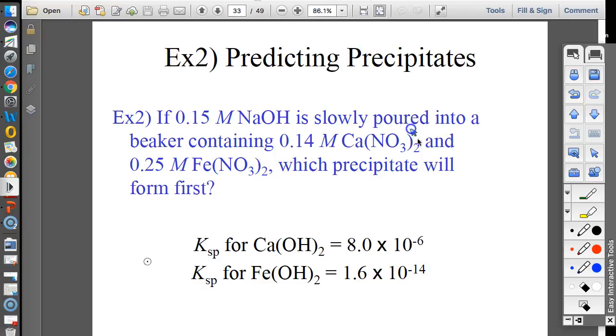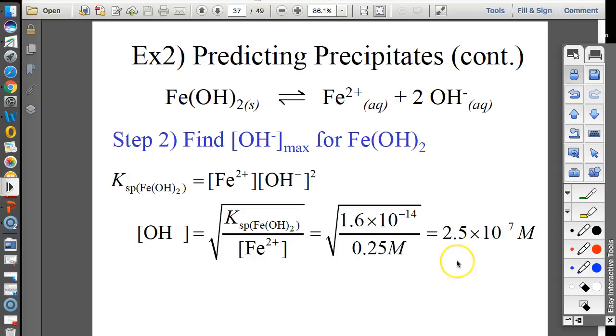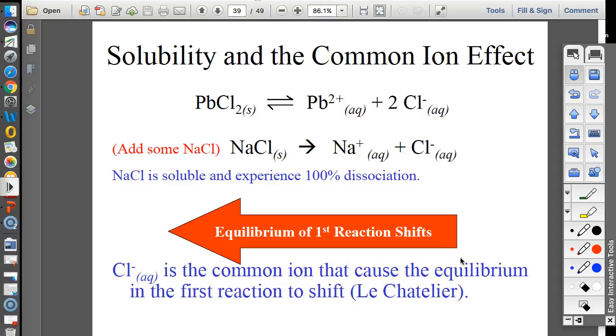The good news is, that's as bad as it gets. The bad news is, I ain't going to walk you through with your little handheld every time, right? I mean, I will, but they're working out all this stuff. There was the maximum for the saturation for the hydroxide. That's how they did it. And then they did the same thing for the iron, and that's the numbers we got. And so hydroxide will reach that molarity before it reaches that one. Thus, the iron 2 hydroxide will precipitate first.